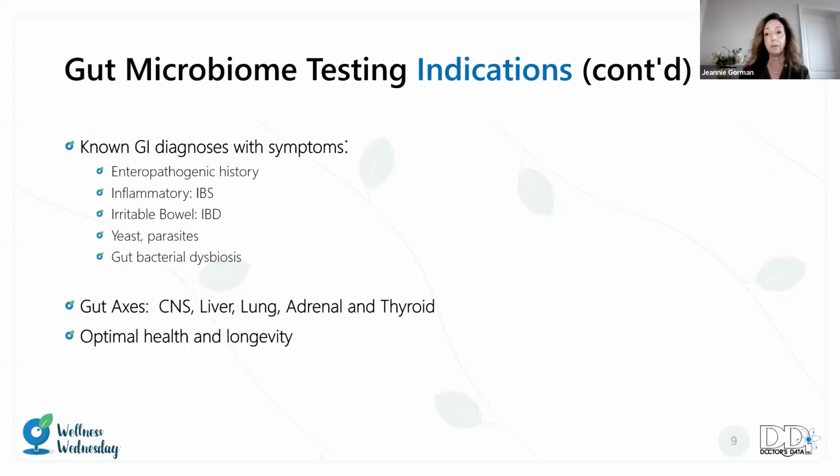Other diagnoses and symptoms for patients would be any sort of a known enteropathic history, IBD, the IBS umbrella, any known yeast or parasites that they've had in the past, and of course, any symptoms related to gut bacterial dysbiosis, which those symptoms are varied. Also, any patient with the crossover of the central nervous system axis, the liver axis, the lung axis, the adrenal and thyroid axis, and the gut. All of these axes do play a role in combination with the microbiome health.